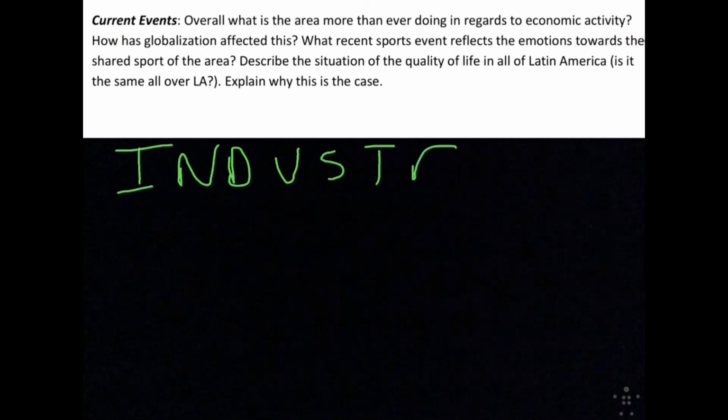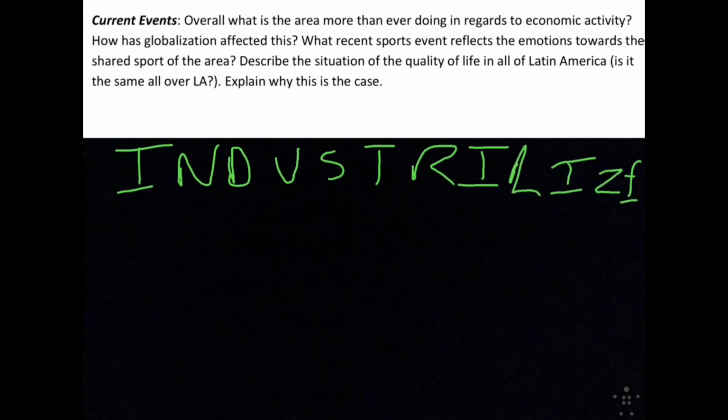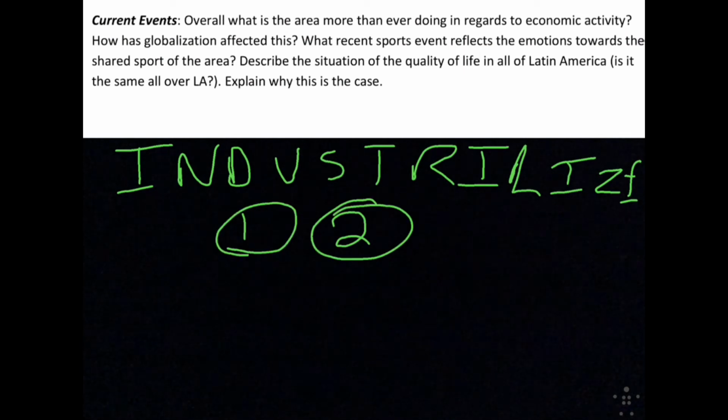Question number 5. This is looking at the current events of the area. Question number 5 reads, overall, what is the area more than ever doing in regards to economic activity? It is industrializing more than ever. Because of this, you have jobs such as those primary and secondary type jobs that are available. But overall, it is industrializing.